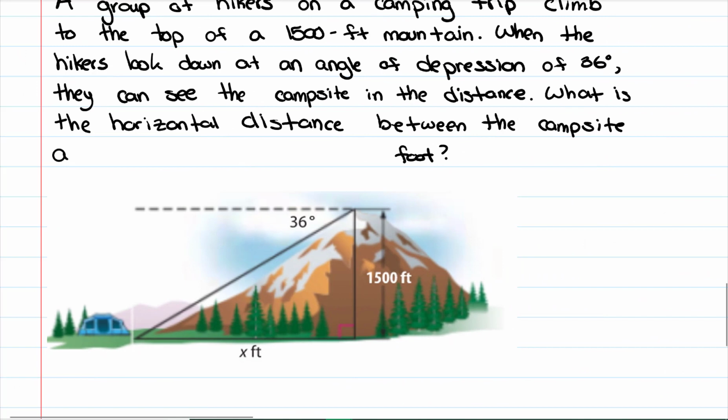So here's our picture. We have our guy up top, obviously not drawn to scale, and he's looking down at the campsite. That gives us our angle of depression, which is right here. What I like to do is redraw a triangle in like this, because this distance, this 1,500 here, is the same as right here. And then here is my angle of 36 degrees. So on your own, I want you to determine the distance the campsite is horizontally. In other words, solve for this x.